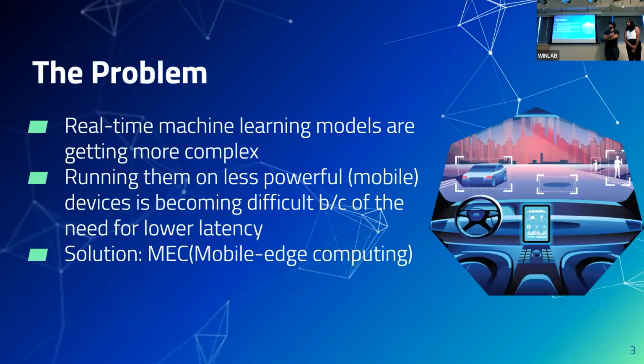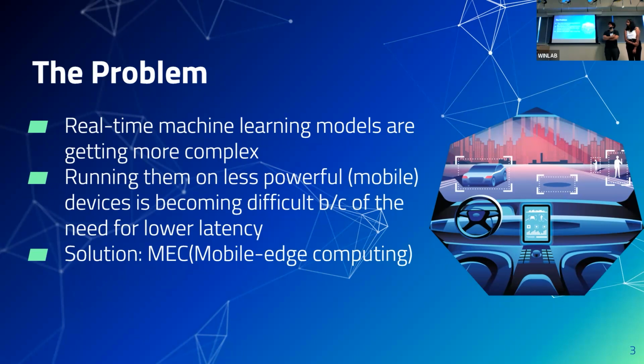Our problem: over the past 10 weeks, we've explored the problem of running neural networks on mobile devices. Neural networks are becoming increasingly complex, and thus running them on mobile devices is becoming increasingly difficult due to processor and power limitations. A viable solution to this is mobile edge computing.